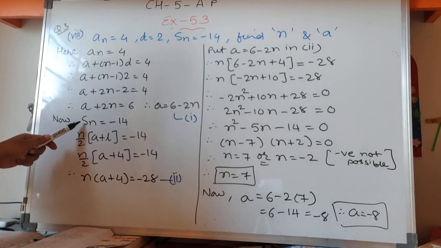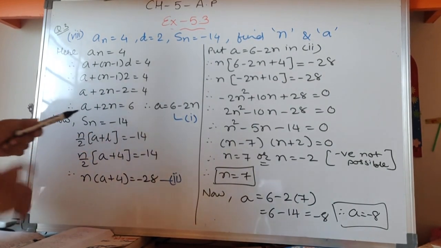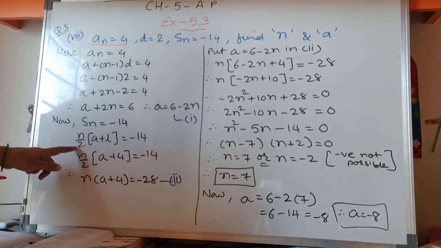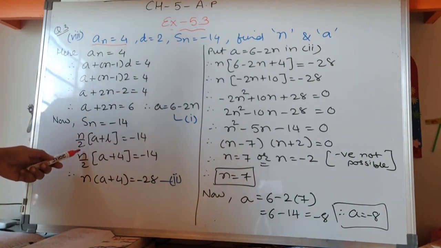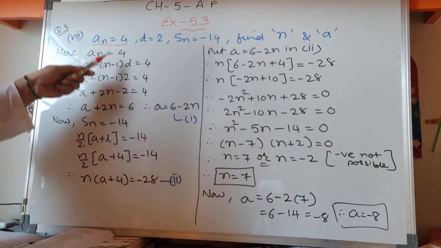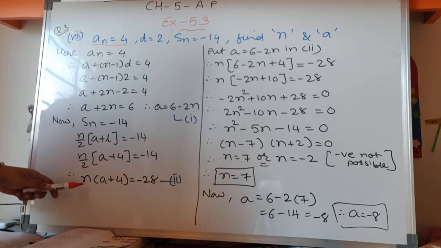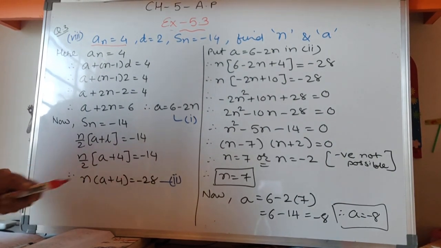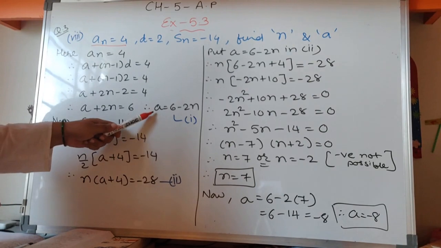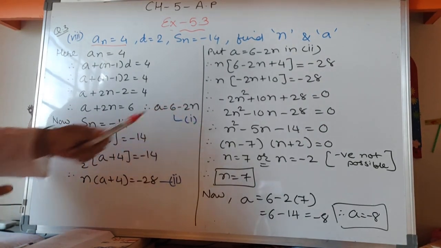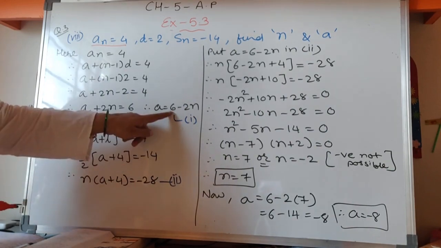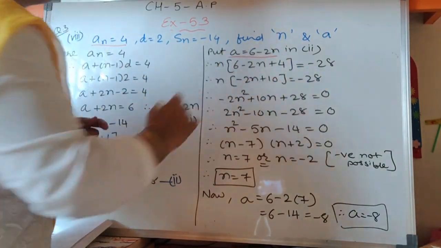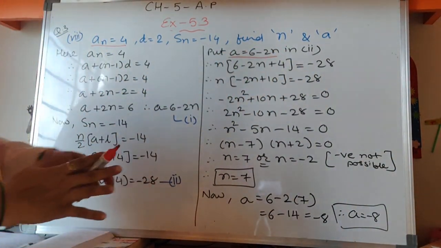Now Sn is equal to minus 14 is given. As the last term is given, we apply the formula n by 2 into a plus L, and therefore n by 2 into a plus L is equal to minus 14. The last term is 4. So after simplification we get n into a plus 4 is equal to minus 28. But from the first equation we already know that a is equal to 6 minus 2n. So instead of a, can I write 6 minus 2n? Yes. So I substitute a is equal to 6 minus 2n in the second equation.